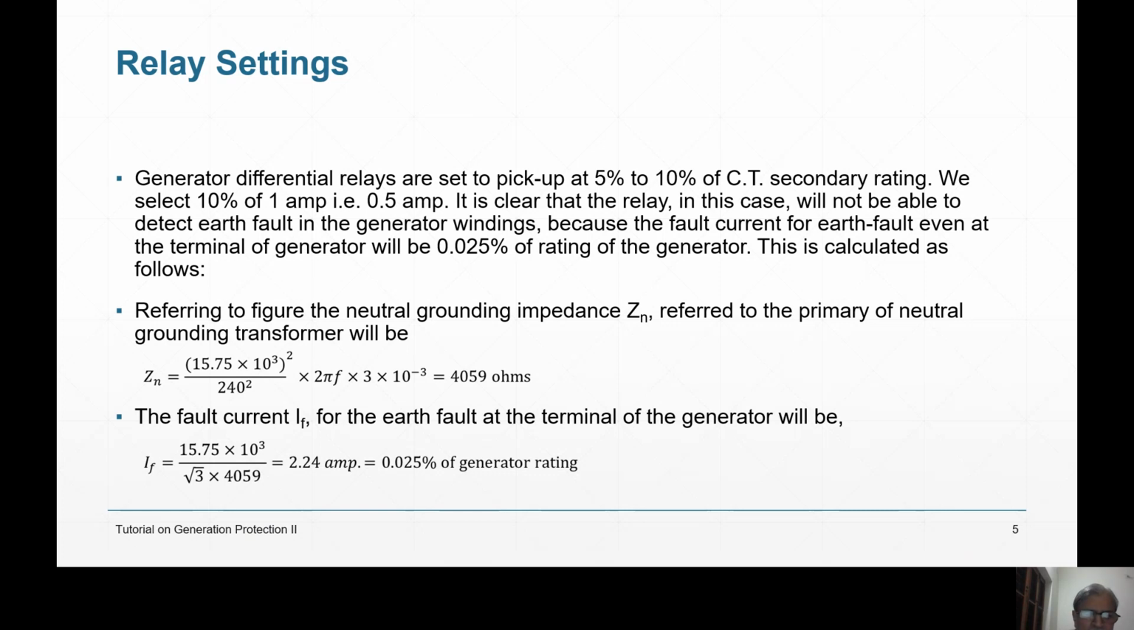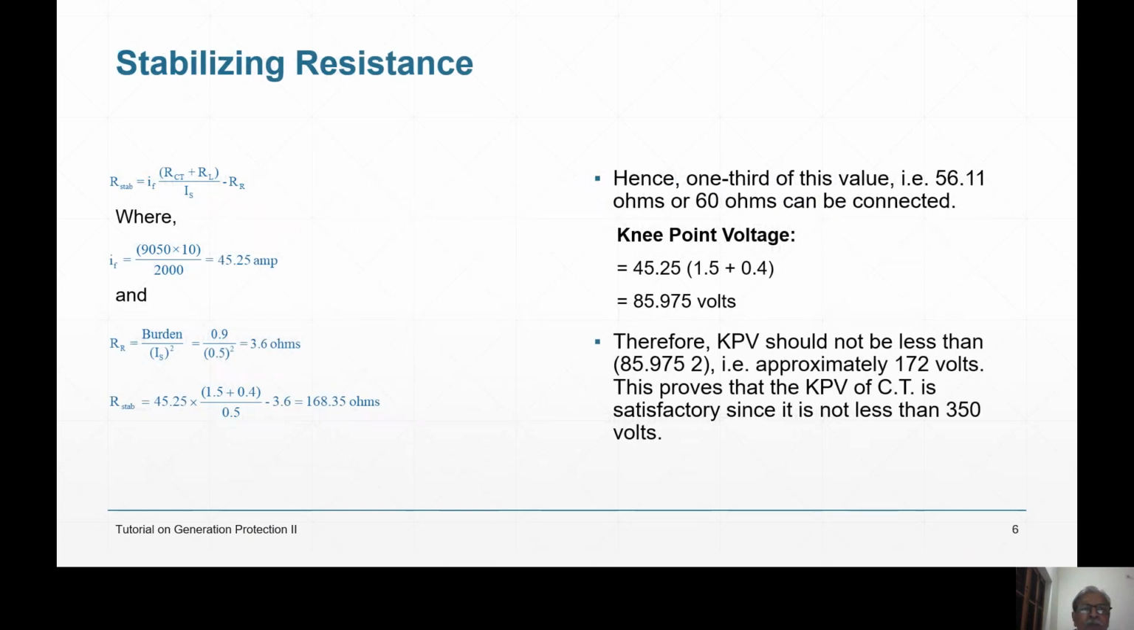So such a small current cannot be sensed by any differential protection. So differential protection, which we are talking about, is reserved for double line and triple line faults only, and not for line to ground. Line to ground, we will have to talk separately. And that is what I'm telling, that generator protection is a little complex protection.